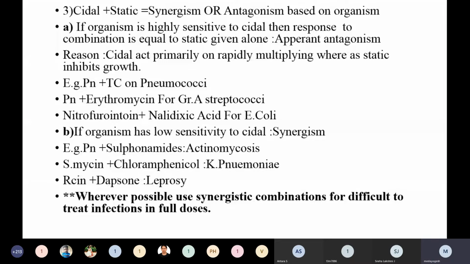If the organism has low sensitivity to the cidal drug, then you get synergistic activity. Example, when you combine penicillin with sulfonamides for the treatment of actinomycosis, and streptomycin with chloramphenicol for Klebsiella pneumonia infection. And in leprosy, we combine rifampicin with dapsone. Wherever possible, use synergistic combinations for treating, in full doses.